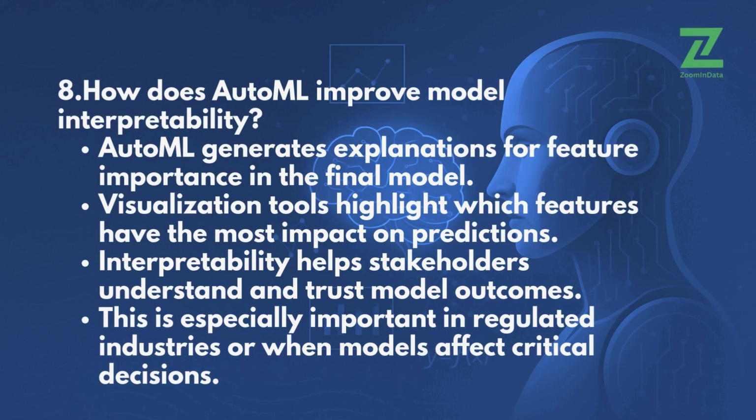How does AutoML improve model interpretability? AutoML generates explanations for feature importance in the final model. Visualization tools highlight which features have the most impact on predictions. Interpretability helps stakeholders understand and trust model outcomes. This is especially important in regulated industries or when models affect critical decisions.